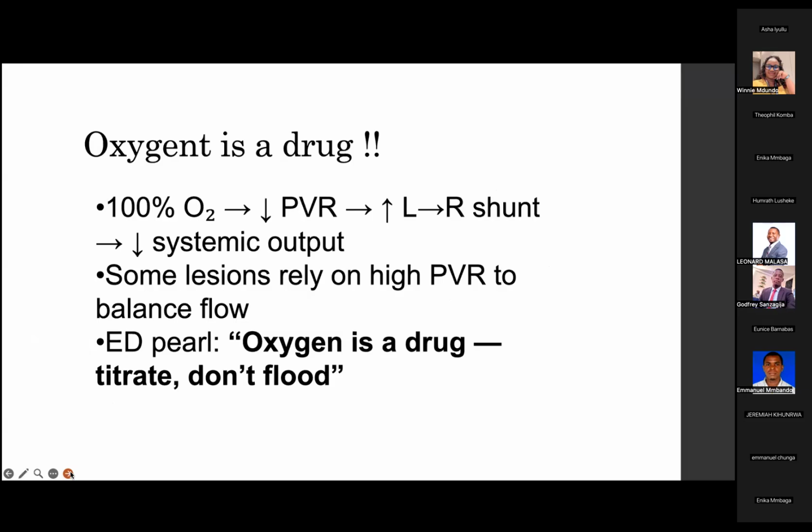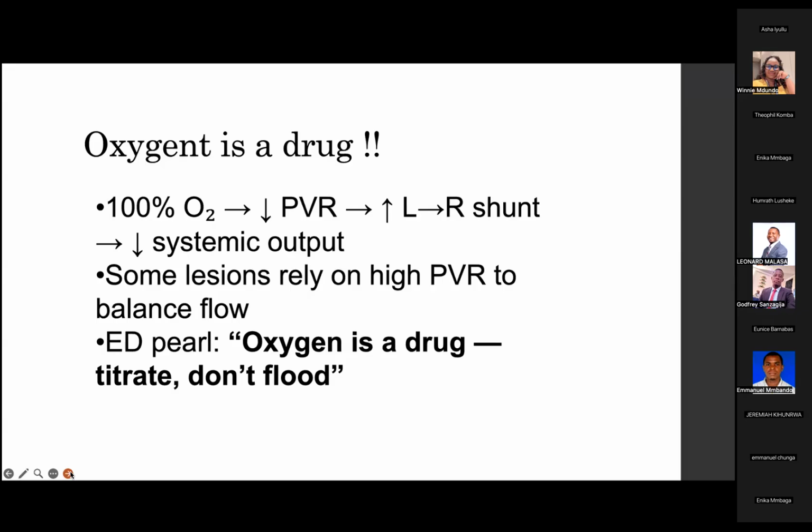If you give 100% oxygen, you are decreasing the pulmonary vascular resistance, and therefore you are increasing the left to right shunt. So blood is now not going to the lungs. The blood will go from the left to the right, basically the left ventricle to the right ventricle, and this will result in systemic output becoming low. This patient will now present in shock. It will go into shock.